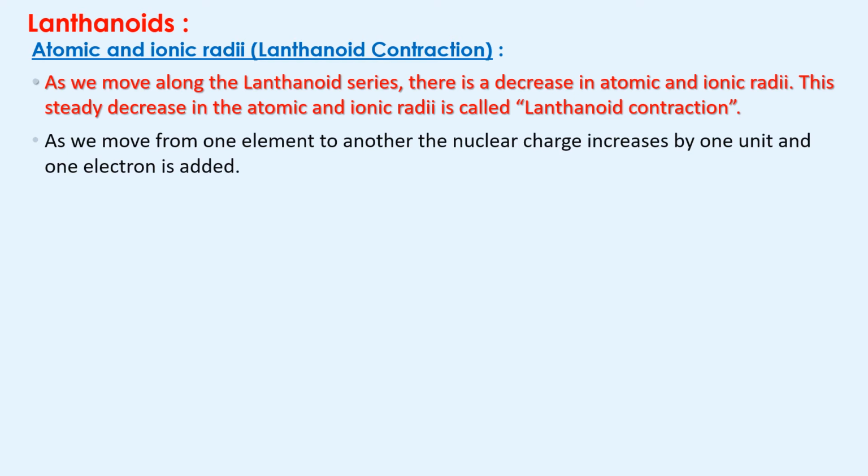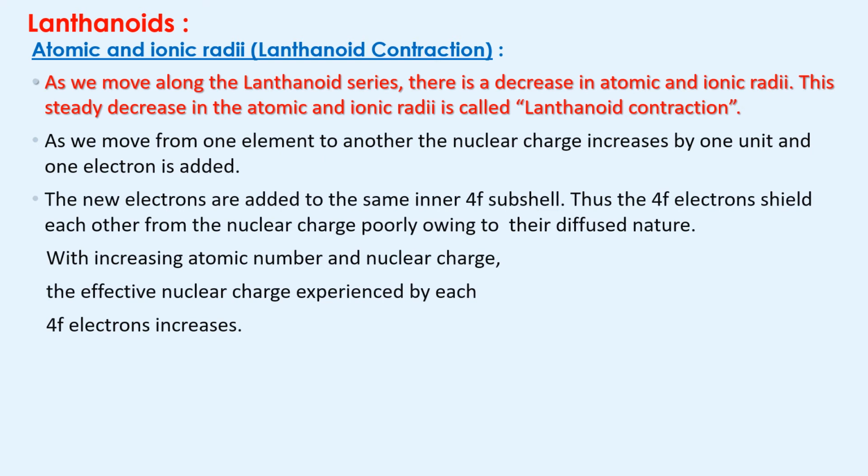As we move from one element to another, what happens? The nuclear charge increases by 1 unit, because 1 electron is added in each element of the series. The new electron is added to the same inner 4f subshell, so that 4f electron will be shielded, and due to the shielding, the nuclear charge is poorly screened because of their diffuse nature.